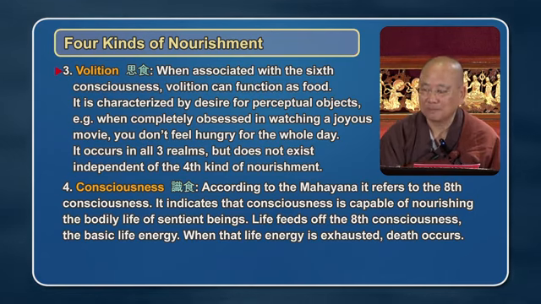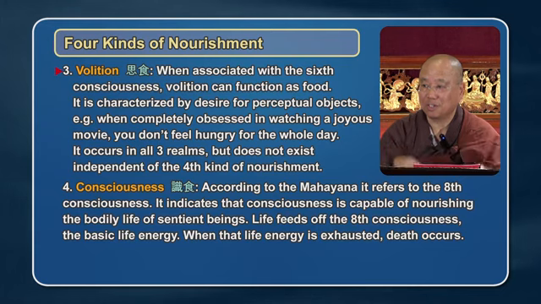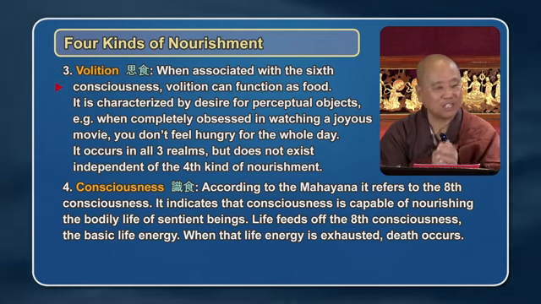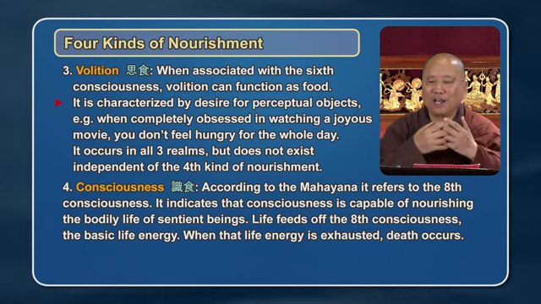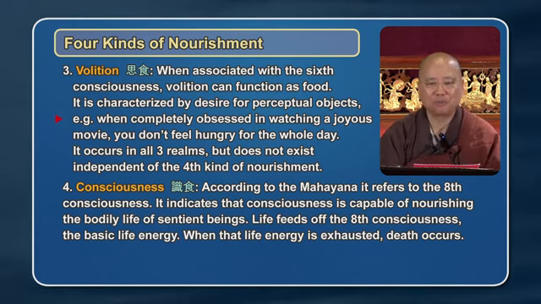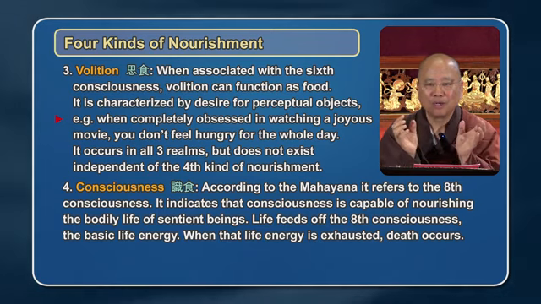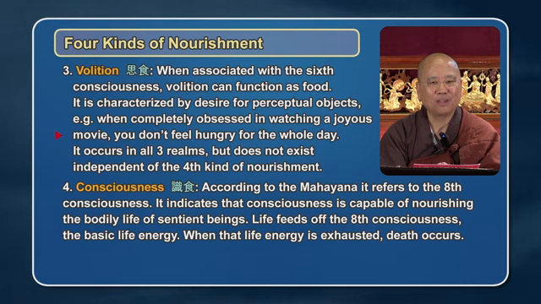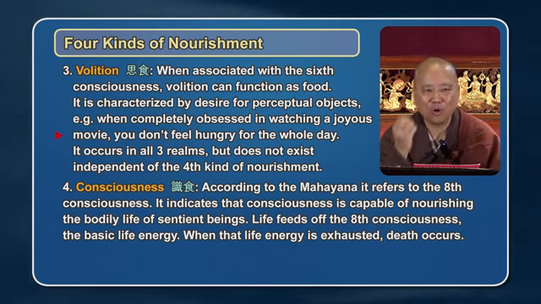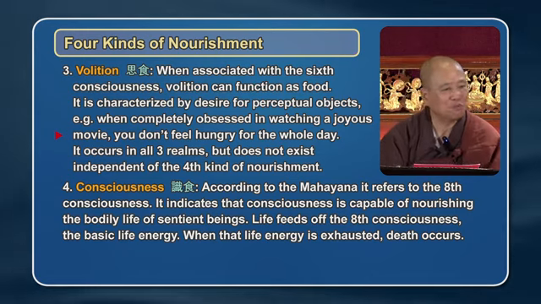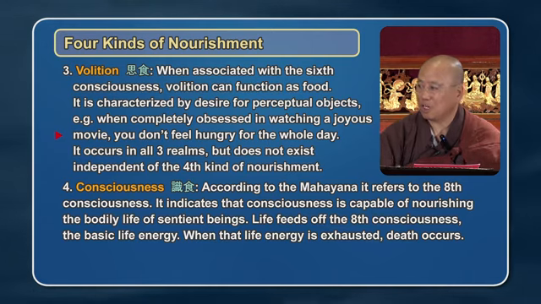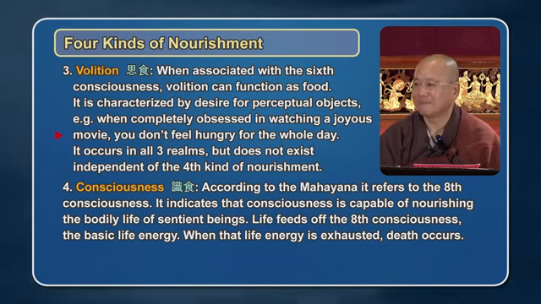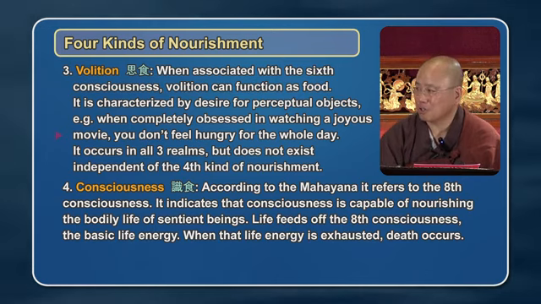The third kind of food is by volition. That kind of food by volition also happens in this world. This kind of food is associated only with the sixth sense. It is characterized by a desire for certain perceptual objects. For example, you are on YouTube, enjoying a movie. And you enjoy the movie so much that day by day you're not hungry, because you have been fed by the joy of enjoyment, attachment to that movie, that you don't feel hungry at all for the whole day. Because volitionally, you are involved with your attachment to that movie. Then you don't need to eat. That's volitional eating, volitional nourishment.